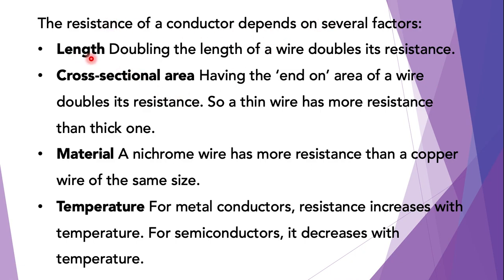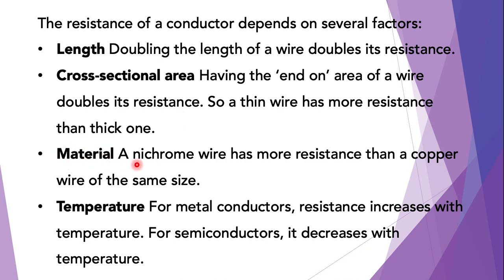Firstly, the length. Doubling the length of a wire doubles its resistance. So the longer the wire in which the current is flowing, the more its resistance would be. Secondly, the cross-sectional area. Halving the end-on area of a wire doubles its resistance. So a thin wire has more resistance than a thick one. The thicker the wire, the less resistance it will have.